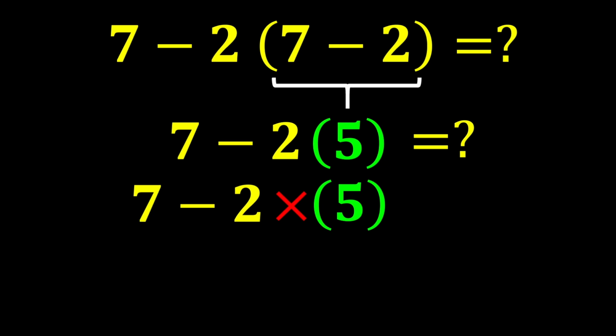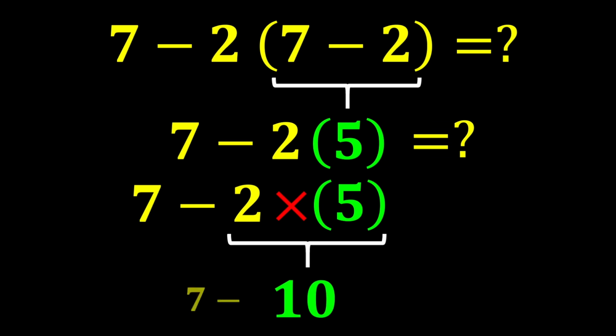Now in this expression, there is one subtraction and one multiplication. According to PEMDAS, multiplication has a higher priority than subtraction, so we first calculate the multiplication, then the subtraction. 2 multiplied by 5 gives us 10. In the end, 7 minus 10 gives us -3, which is our final answer.